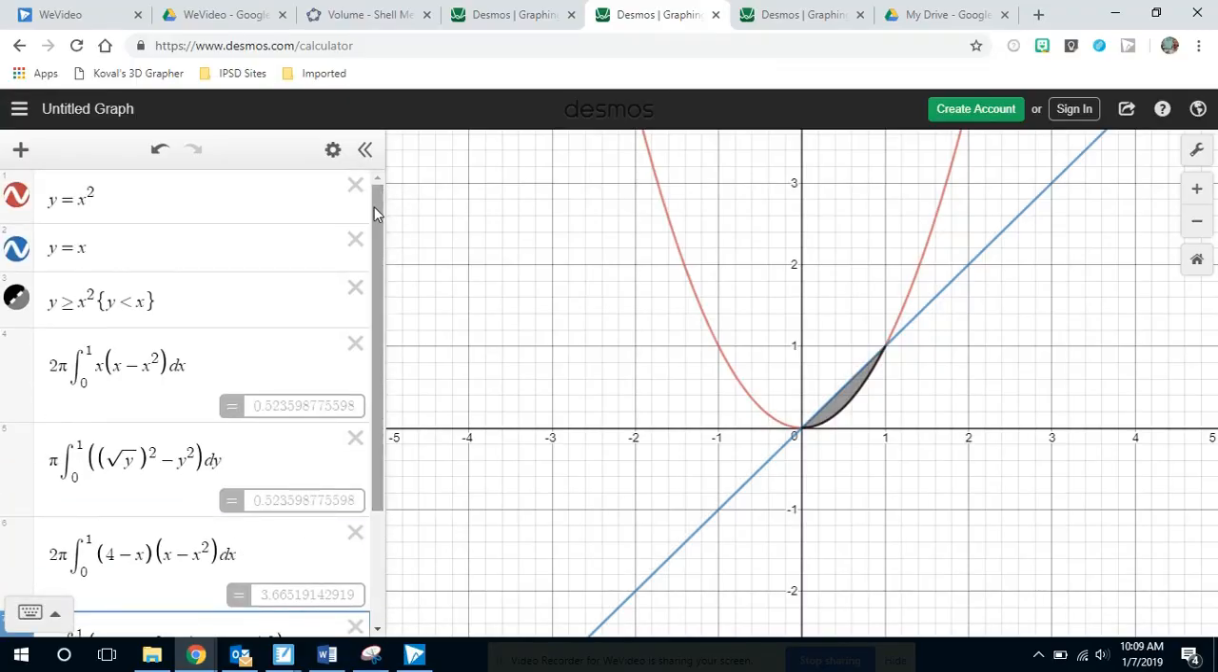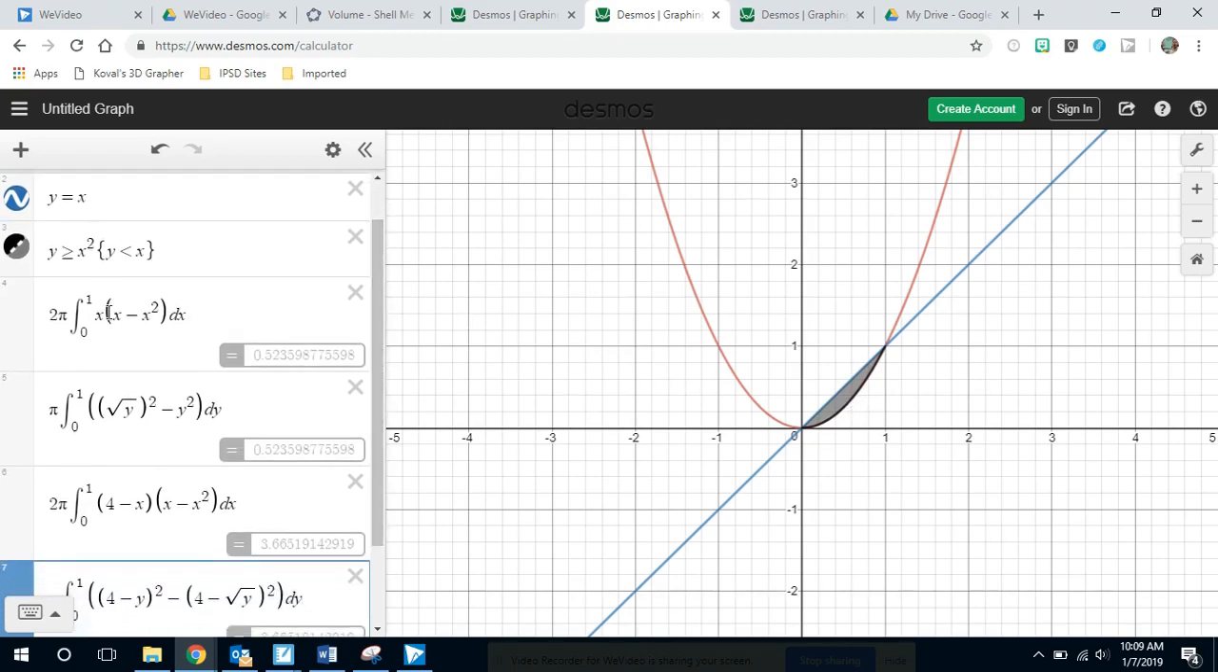Problems 2 and 3, we have y equals x squared and y equals x. So we're taking this section and we are rotating it around the y-axis. And when we rotate it around the y-axis, 2 pi times the integral from 0 to 1 of x times (x minus x squared), because remember the radius is x and the height is x minus x squared, we end up with about 0.524.